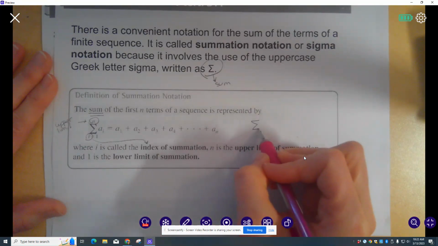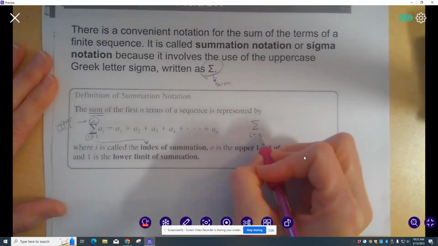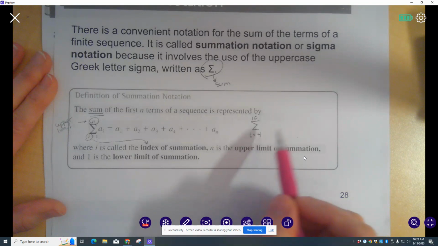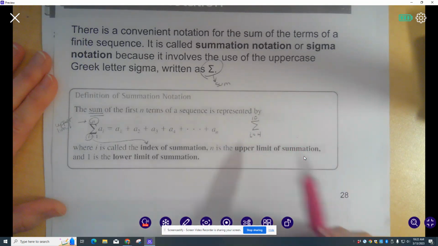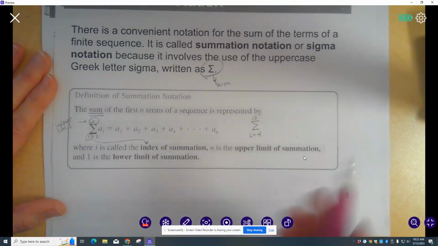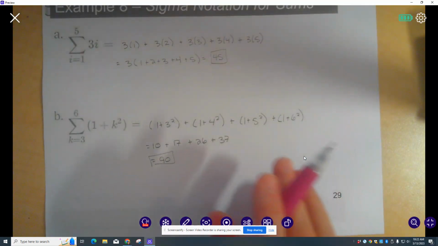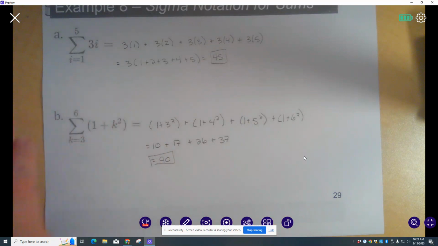So for example, if we have something like i equals 4 to 10, that's our lower limit of summation and our upper limit. Notice it doesn't have to start at 1 or 0. It can start at anything. I'm going to cover up here and then show you where these numbers came from.